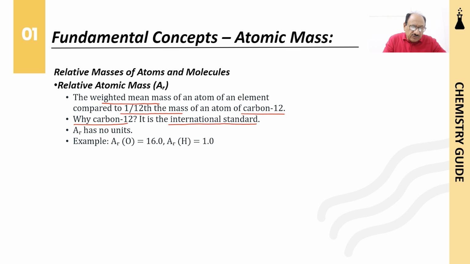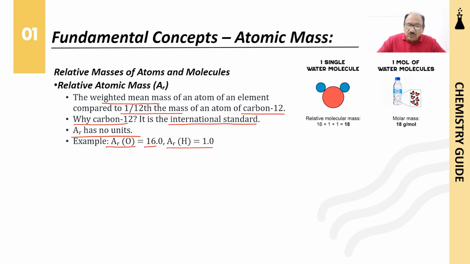So, carbon-12 is taken as 12 units. So, 1/12 of the carbon is taken as 1 unit. Relative atomic mass is a ratio, so it doesn't have any units. For example, the relative atomic mass of oxygen is 16, the relative atomic mass of hydrogen is 1. This is what they have shown in the periodic chart also.